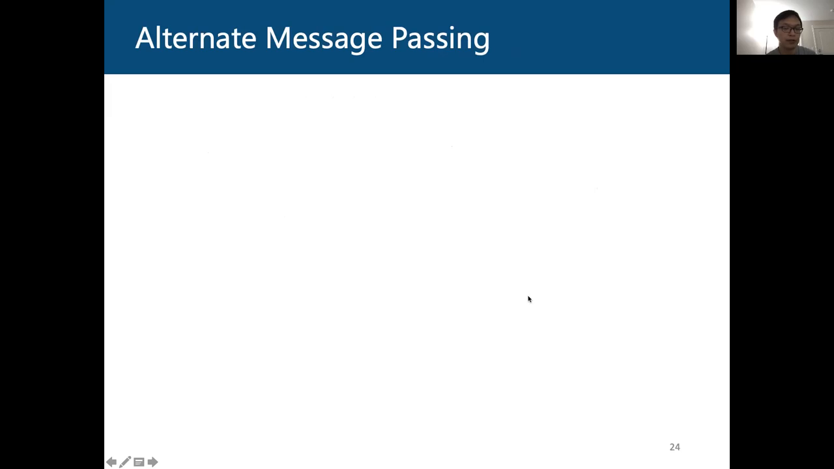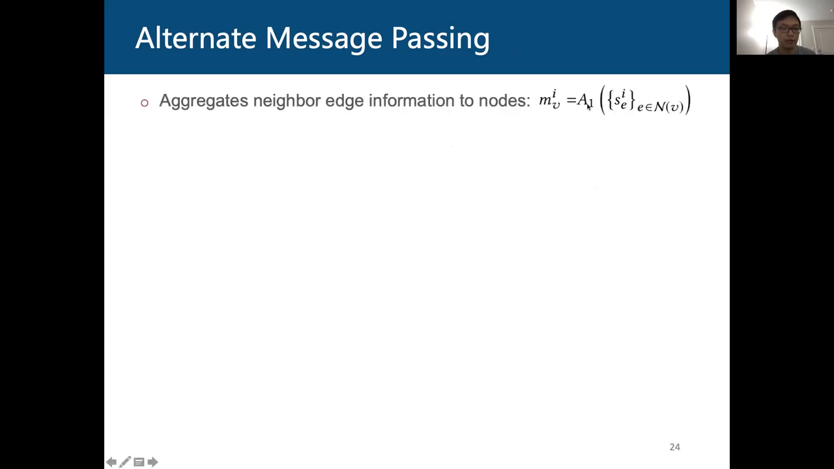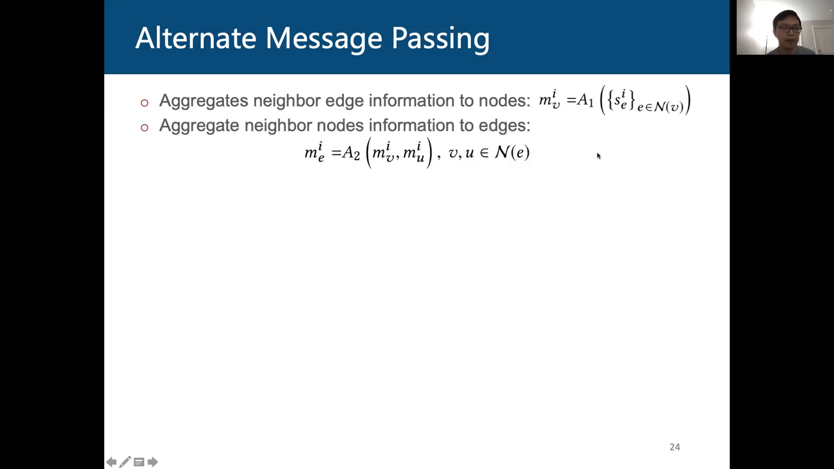So to reduce the complexity, we propose alternate relational message passing for knowledge graphs. Here the aggregation step is decomposed into two steps. First, for each node V, we aggregate the information of all its neighbor edges, which is denoted as this M_V^i. And then for each edge E, we aggregate the information of its two endpoints U and V, which is denoted as this M_E^i. And the final step is update, which remains the same.